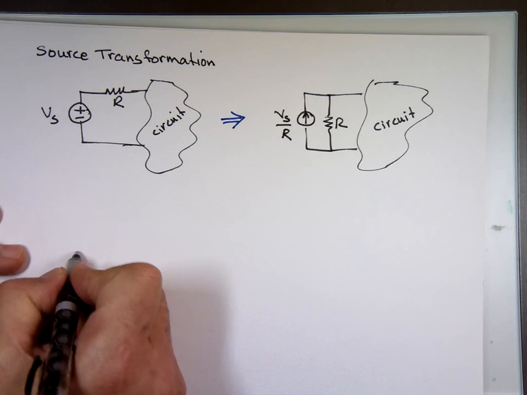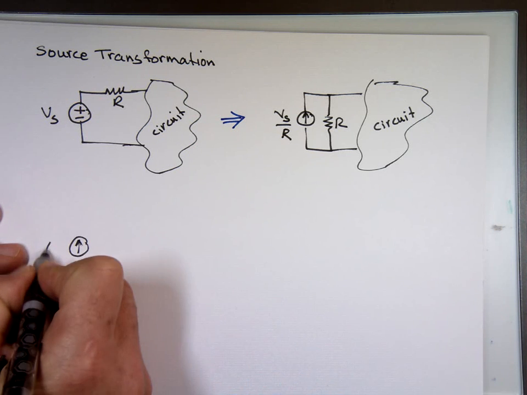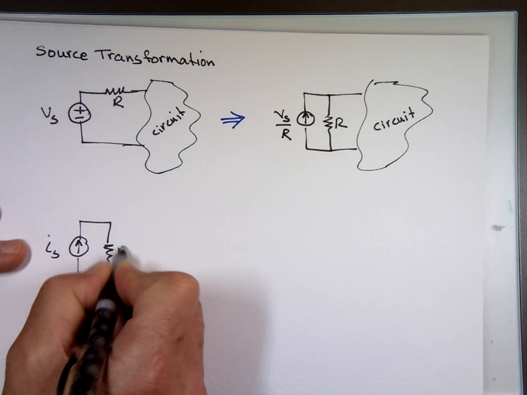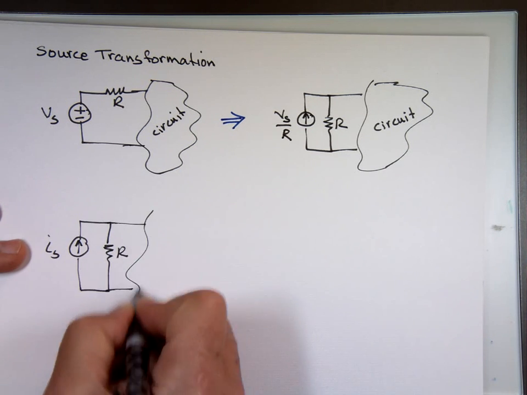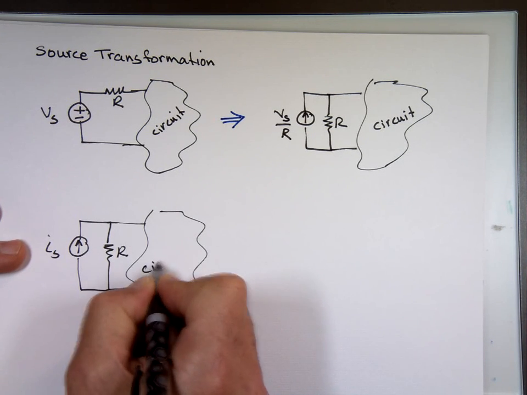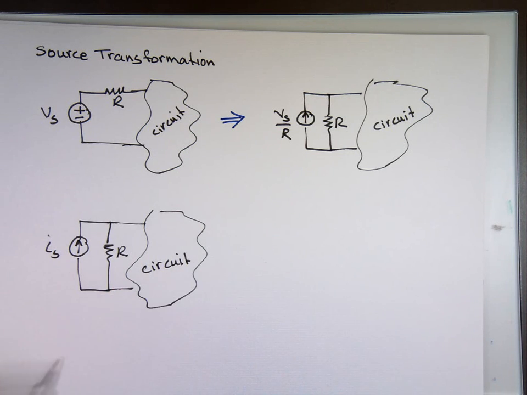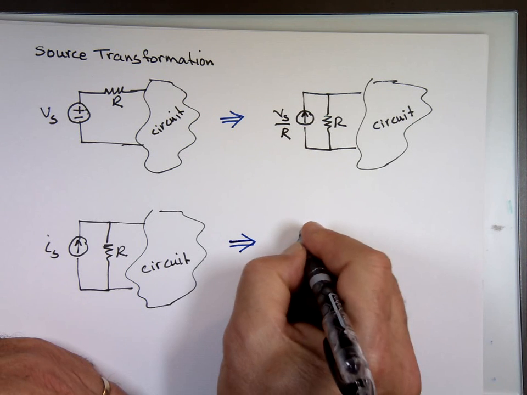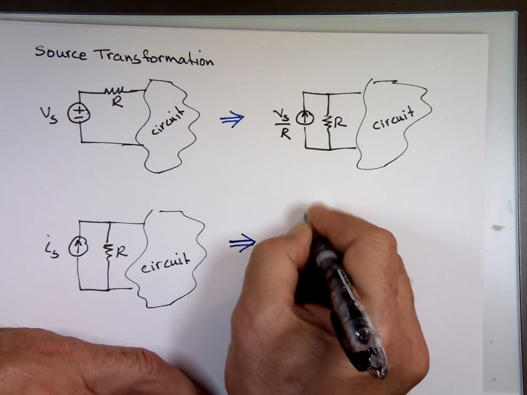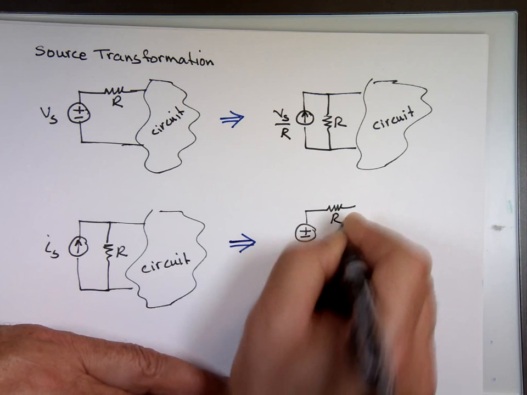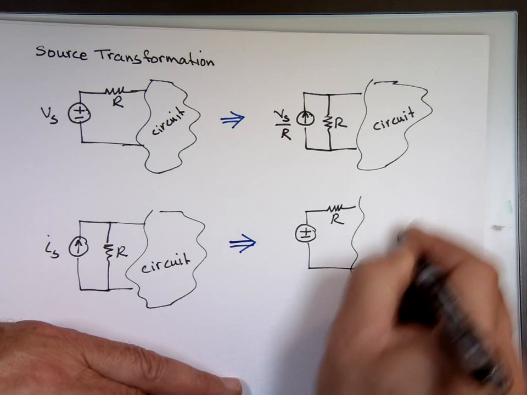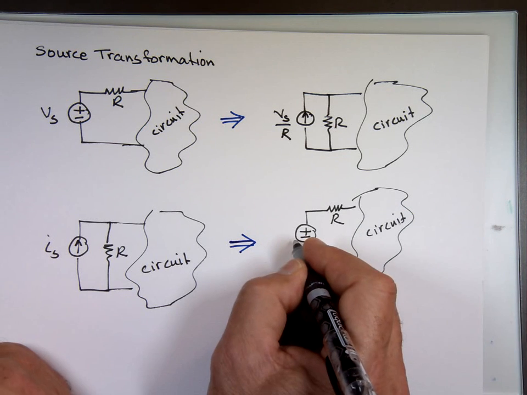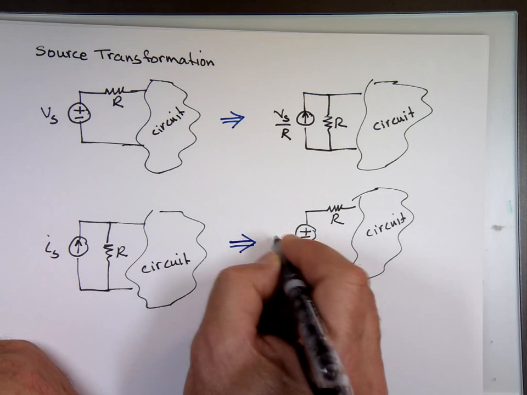Or, if I have a current source, we'll call it Is, in parallel with the resistor, and this is the rest of the circuit, I can replace it with what? With a voltage source in series with the same resistor, the same circuit here. What's the value of that source? Ohm's law, V equals what? I times R.